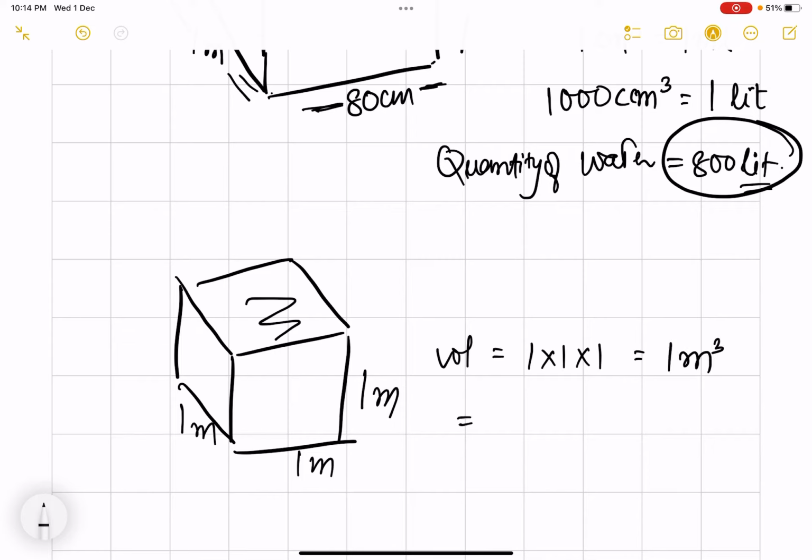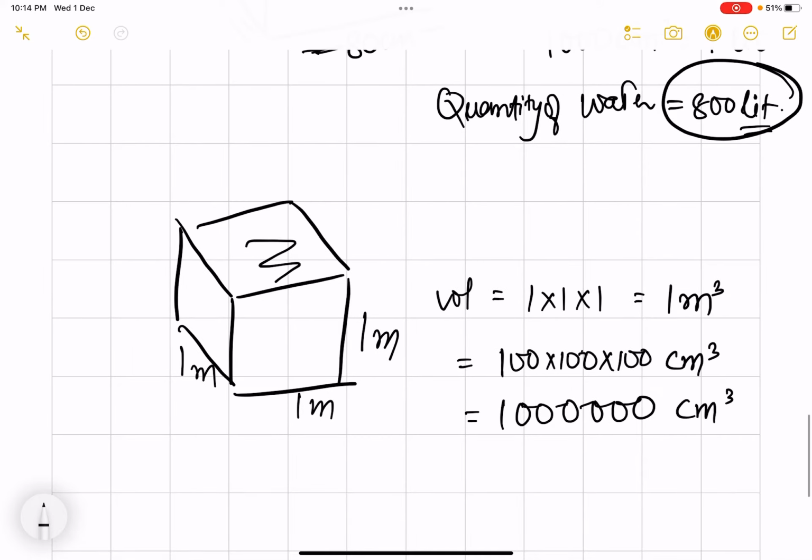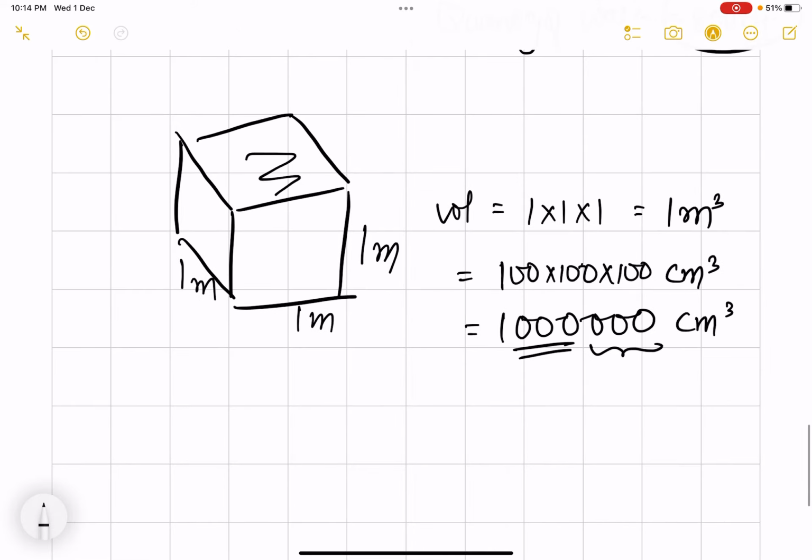1 meter cube means each of the meters gives you 100 centimeters. So that's actually 100 times 100 times 100 centimeter cube, which is how much? Which is actually 1 followed by 6 zeros centimeter cube. And how many thousands does it have? It has 1000 thousands. So if somebody asks you how much water can this hold, this can hold 1000 liters of water.